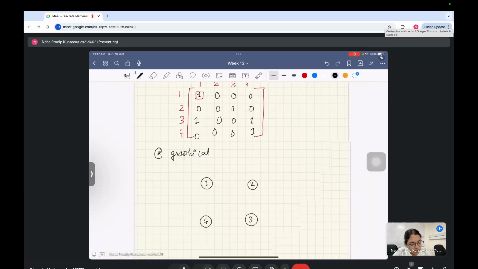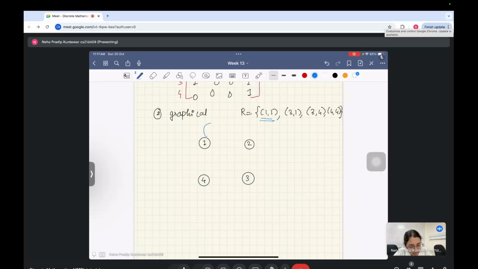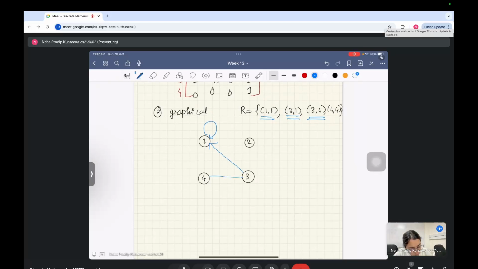And what do I do? I draw edges whenever two elements are related. So in this case, the relation is 1 comma 1, 3 comma 1, 3 comma 4, and 4 comma 4. So I know that 1 comma 1 is related, so I draw an edge from 1 to 1. I know 3 comma 1 is related, so I'll draw a directed edge from 3 to 1. I draw 3 4, therefore 3 to 4, and 4 comma 4, so 4 to 4.